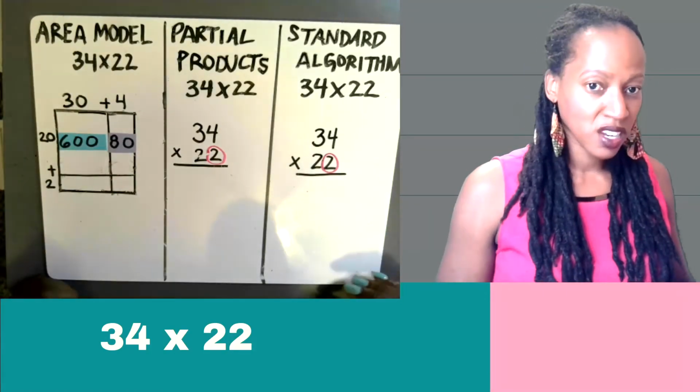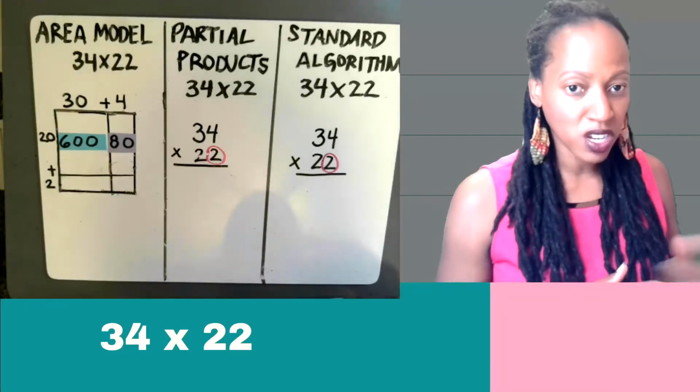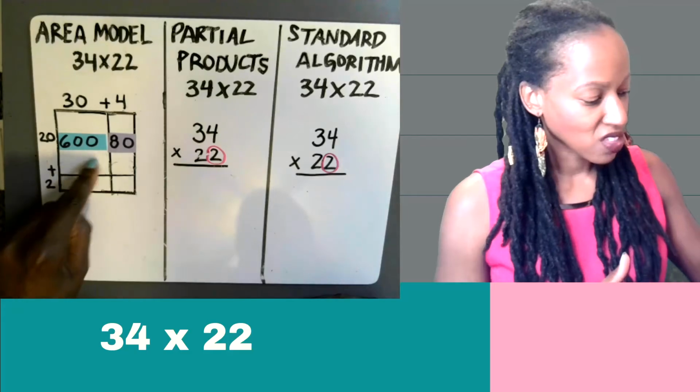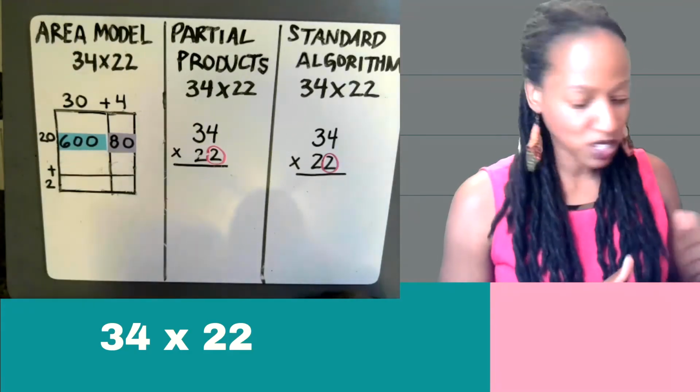Inside of this box. Now you'll notice that the size of my boxes are different sizes because the value of the numbers I'm multiplying are different. The value of my 600 is much bigger than the value of 80, and you can see that that box is much larger.